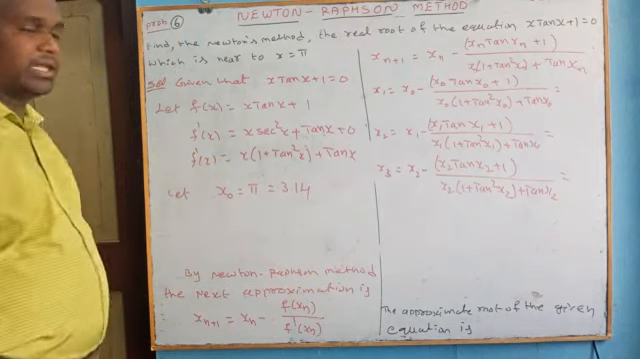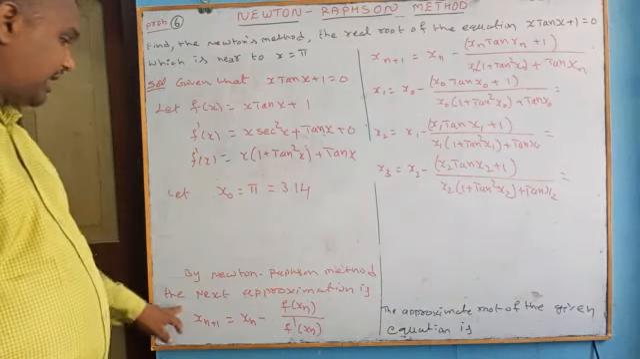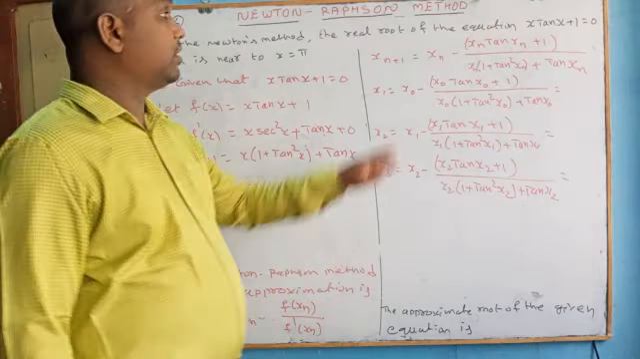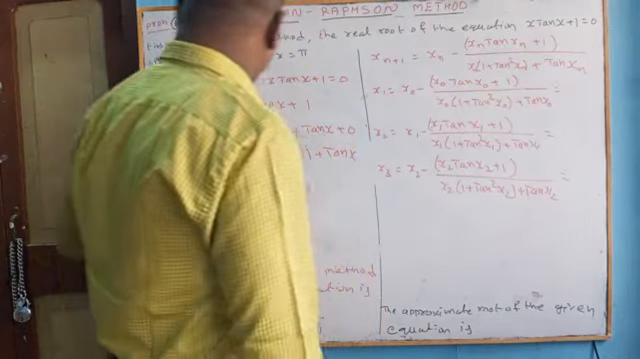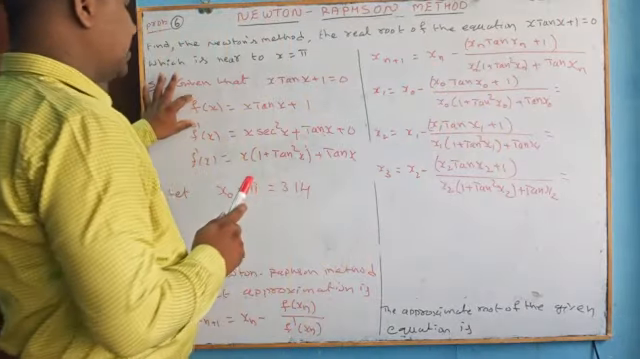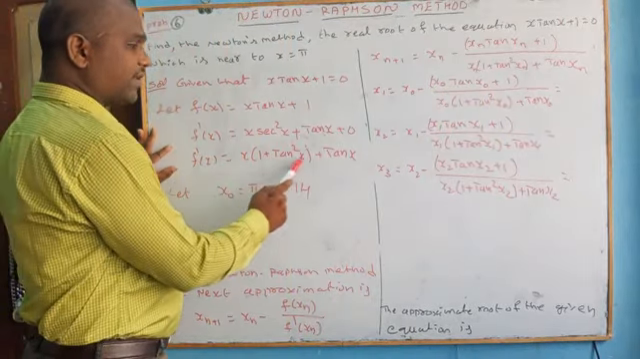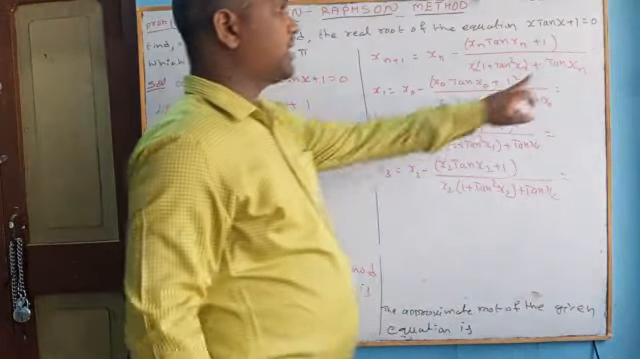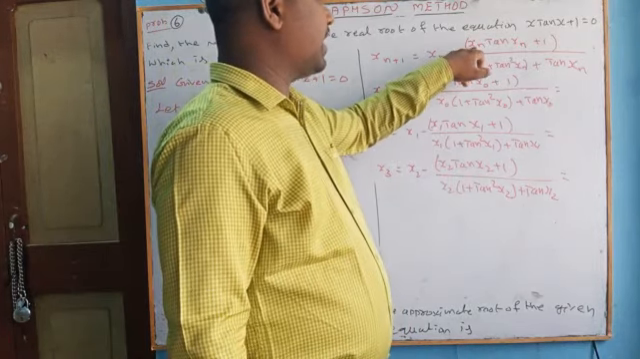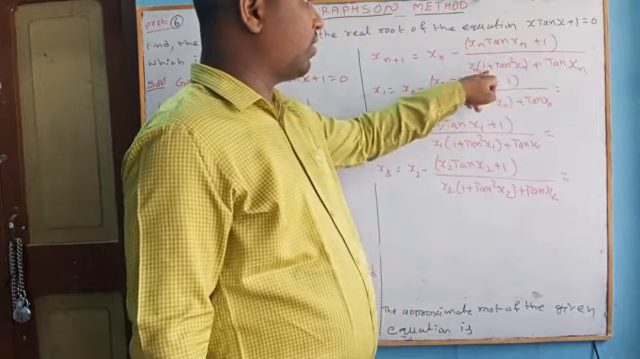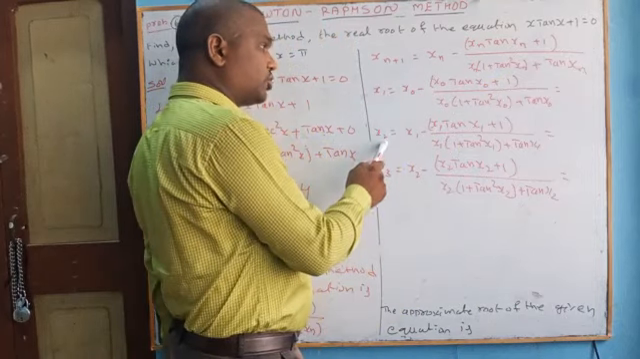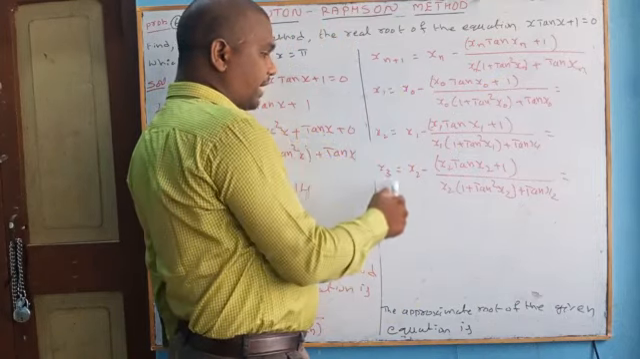So let x naught is equal to pi, that is 3.14. By Newton-Raphson method, the next approximation is xn plus 1 is equal to xn minus f of xn by f dash of xn. And xn plus 1 is equal to xn minus, what is f of x? This is f of x: xn tan xn plus 1, divided by, what is f dash of xn? xn into 1 plus tan square xn plus tan xn. So put n is equal to 0 in this equation, we get that x1 is equal to x naught minus x naught into tan x naught plus 1 divided by x naught into 1 plus tan square x naught plus tan x naught. Similarly, put n is equal to 1 in this equation, we get x2, and put n is equal to 2 in this equation, we get x3.